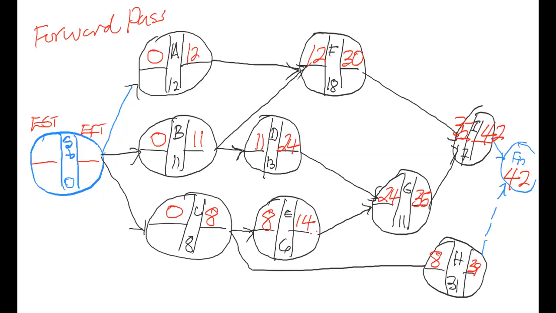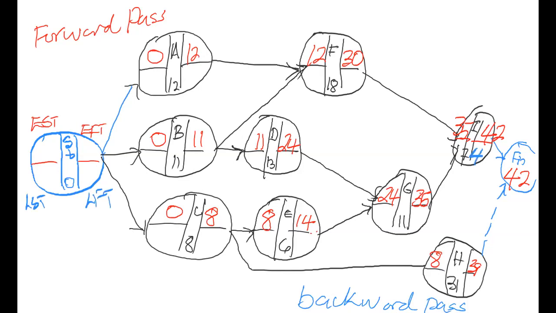Now, in order to do that, we're going to have to do a backward pass through the network. On the backward pass, we begin by taking the number that is in the finish node, and we walk backwards on all of the arrows that came into the finish line to where they came from. So we will take the 42 and backtrack on the solid arrow first, and deposit it in the empty slot that meets us, which will be the late finish slot. So let me mark late start, late finish.